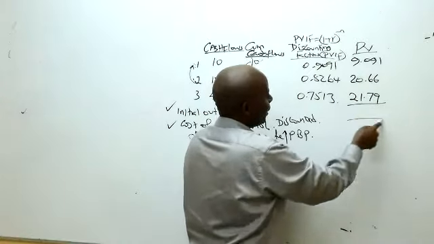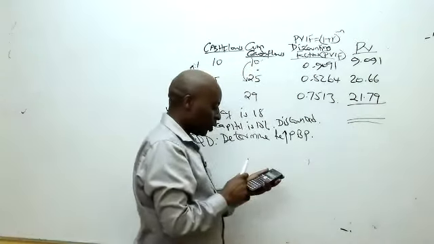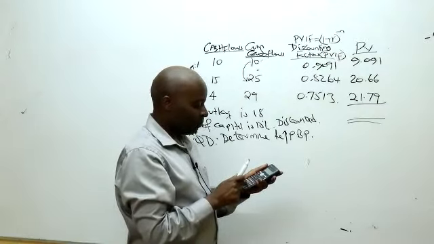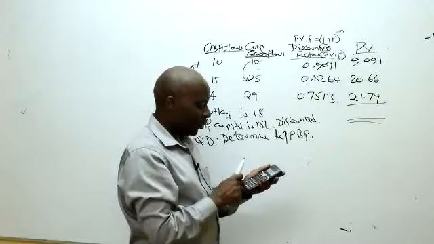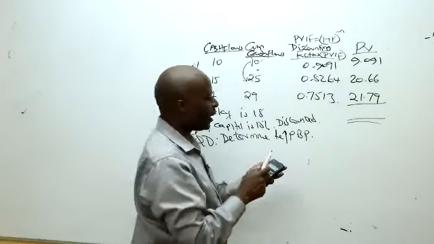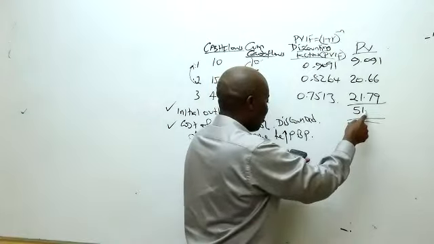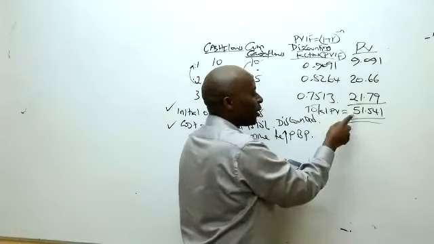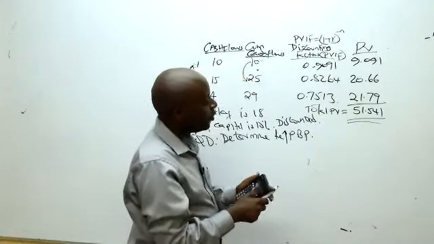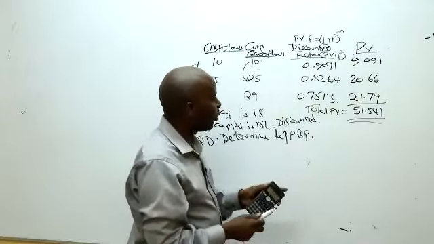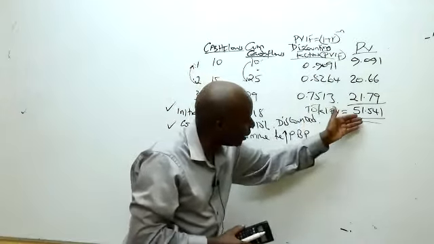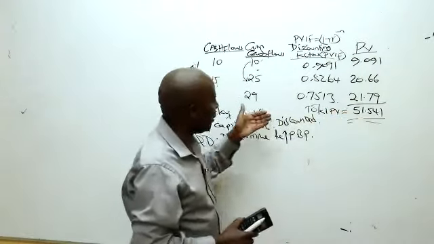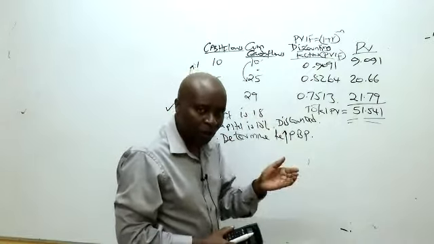Now from there, ladies and gentlemen, come and give us the total: 21.79 plus 20.66 plus 9.091, which in this case I'm getting as 51.541. This one here will be called the total present value. If I am in need of the net present value, what I need to do is to come and subtract the initial outlay out of this. Out of 51.541, you deduct what here? 18. You deduct the initial outlay for you to get NPV.